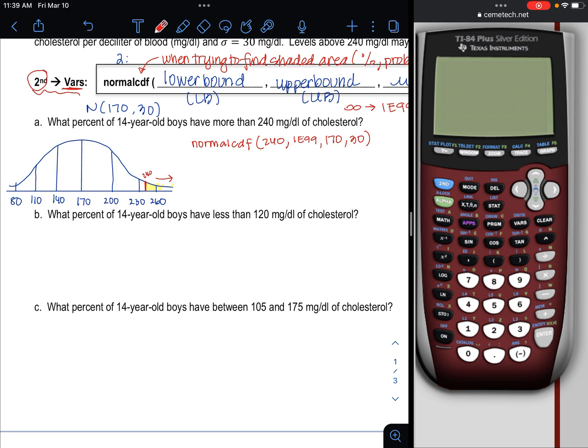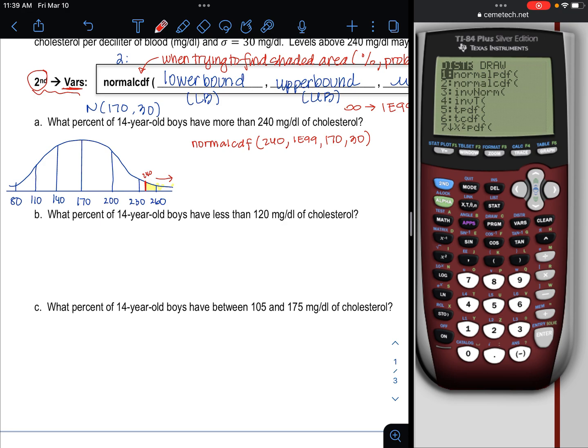So if you see the VARs button, it's immediately to the left of the clear button. The clear is on the right-hand side of your screen, and then VARs is directly next to that. Right above it, it says DISTR. That's distributions, which is what we're doing. So we're going to hit second, which is the blue button on my upper left-hand corner here, and then I'm going to hit VARs, which is distribution.